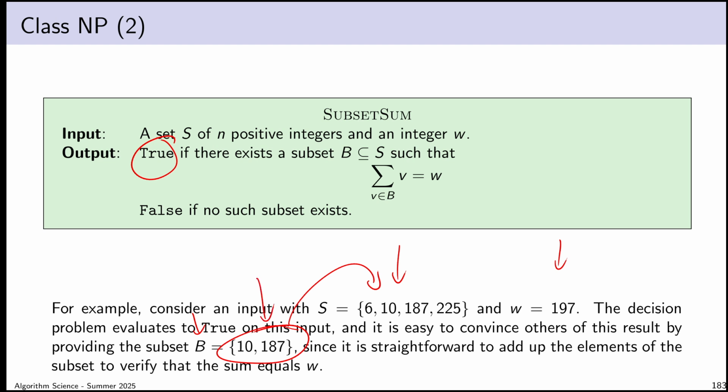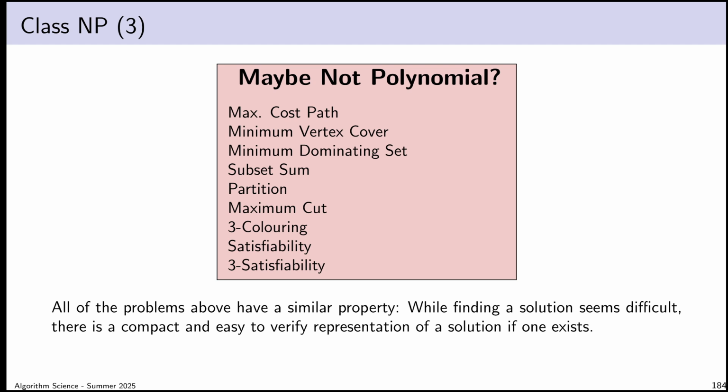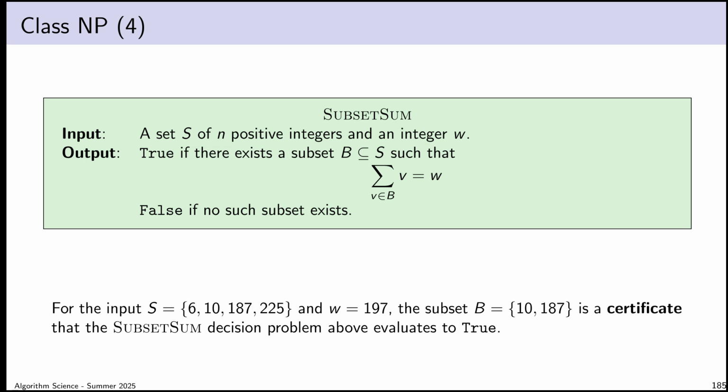So subset sum is a problem where, although it's very difficult to find a solution, if you can come up with one, it's very easy for somebody else to look at it and independently verify that the solution qualifies. And all of these problems have the same property. While finding a solution seems to be difficult, for all these problems there is a very compact and easy to verify, and by easy I mean in polynomial time, representation of a solution. So although finding it is difficult, if you find one, I can easily check your work in polynomial time.